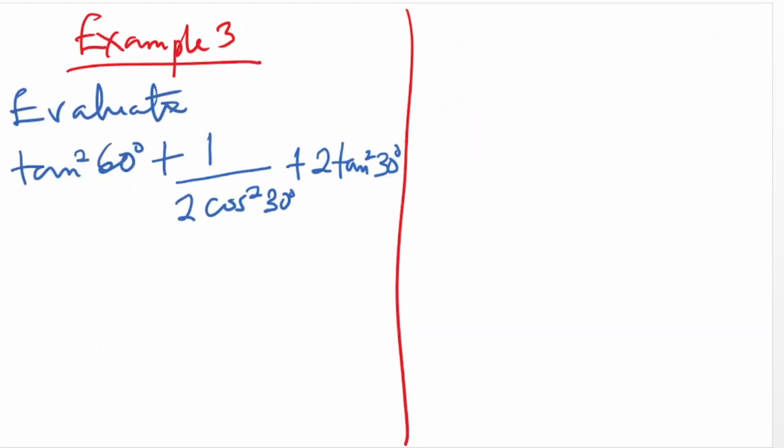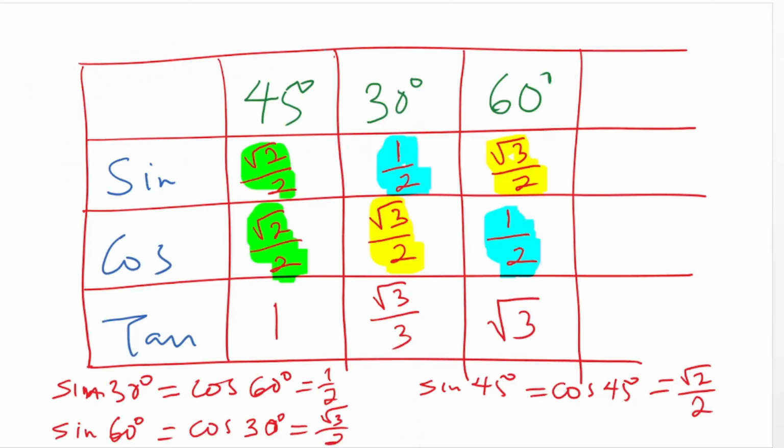Example 3. The question asks us to evaluate tan square 60 degrees plus 1, divided by cos square 30 degrees plus 2 tan square 30 degrees. One thing you're going to notice here is that in the question the tan is squared, the cos is squared, and the tan is also squared. So the same process we're going to adopt. We're going to do the same thing.